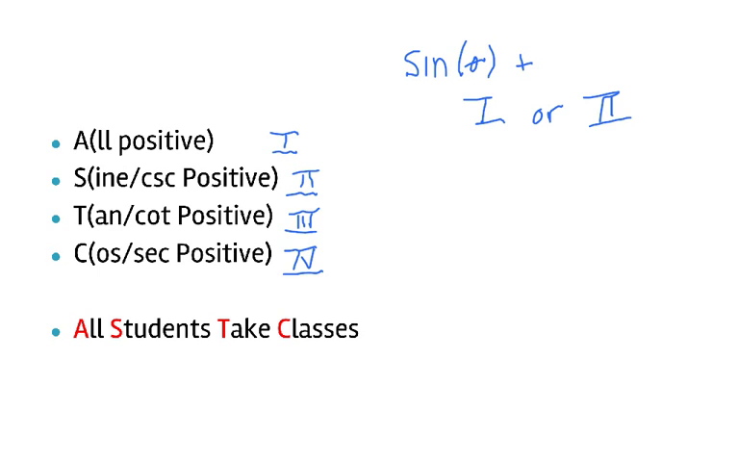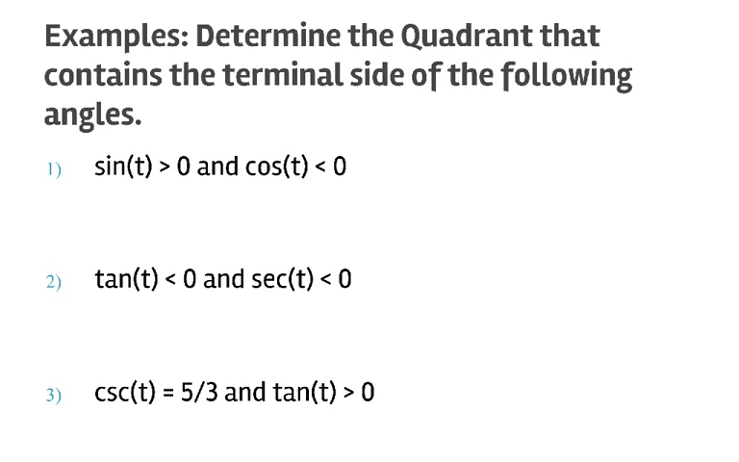Or if I tell you that secant theta is positive, or secant goes with cosine, so that would happen in 1 or 4, because that's where cosine would be positive. But none of those is going to give me just one quadrant, so we need a second piece of information to look for an overlap between the two statements to figure out what quadrant I'm actually in. So we can give that a try. Just a couple of examples where I want you to tell me what quadrant we should fall in.